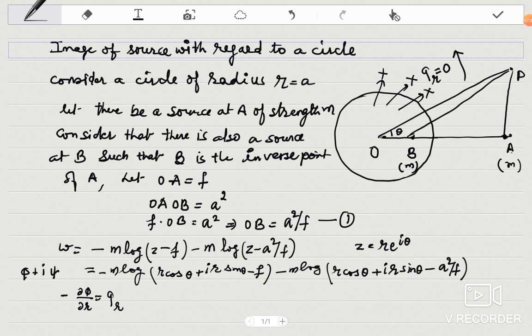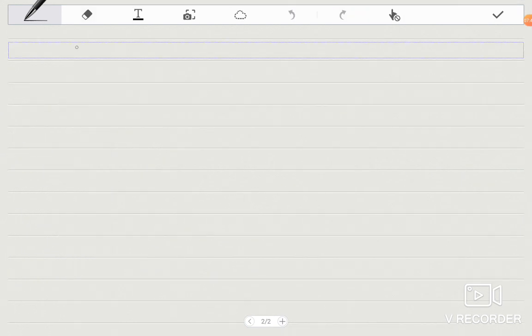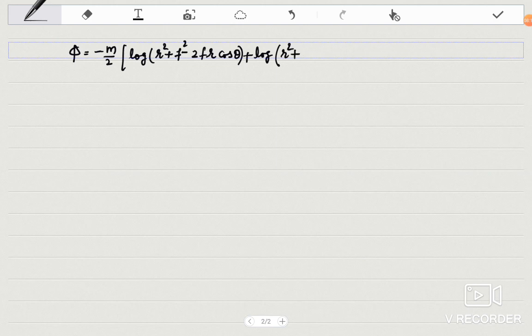Phi will be... phi is minus m by 2 log of r square plus f square minus twice f r cos theta. You can very well count it, plus log of r square plus a to the power 4 upon f square minus twice r a square upon f cos theta. This will be the value of phi.